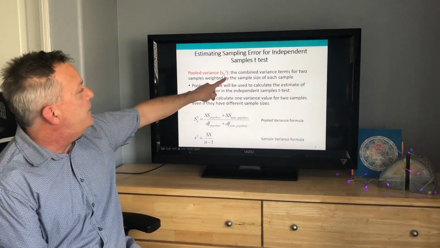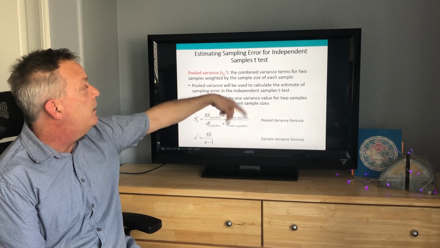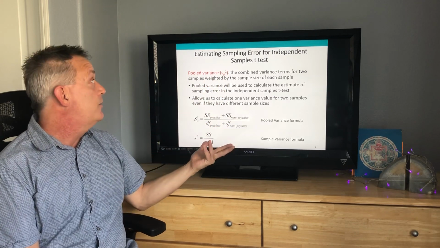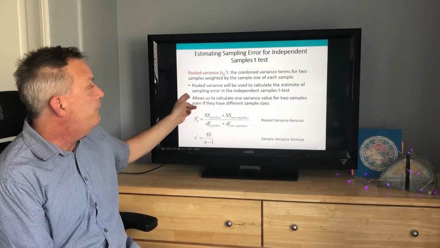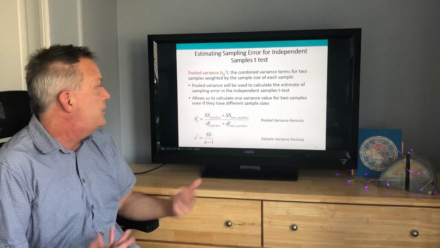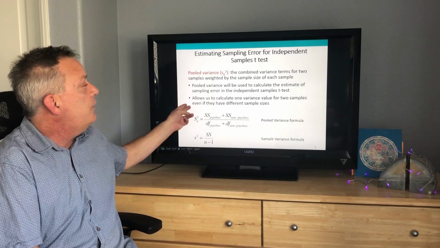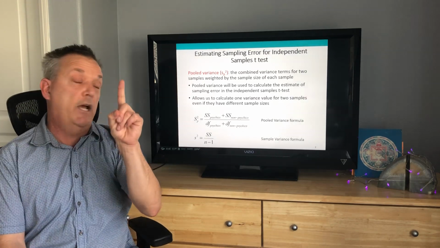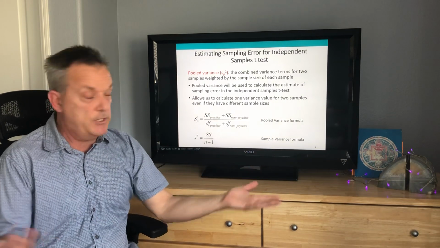And the pooled variance is represented by this S sub p squared here. It's the combined variance terms for two samples weighted by the sample size of each sample. The pooled variance will be used to calculate the estimated sampling error, the estimated standard error, in the independent samples t-test. And it allows us to calculate one variance value for two samples, even if they have different sample sizes. So that's pretty cool, right?